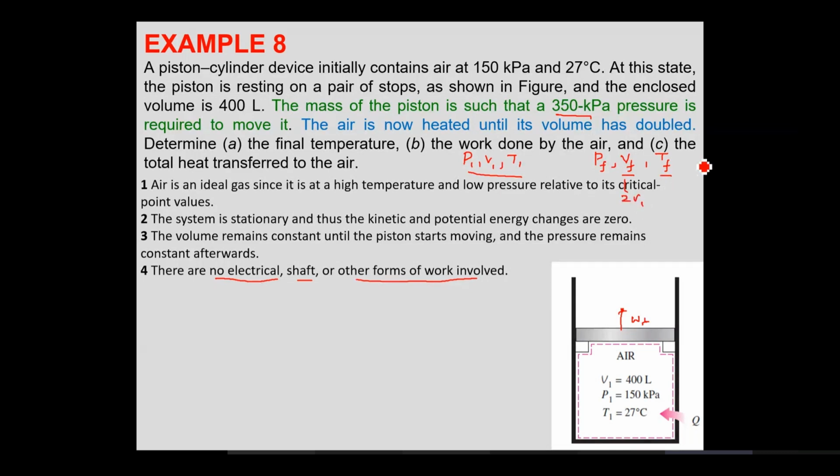For such a case, you know the ideal gas equation. How can we find out the final temperature?